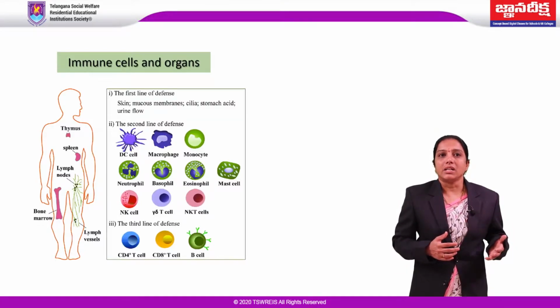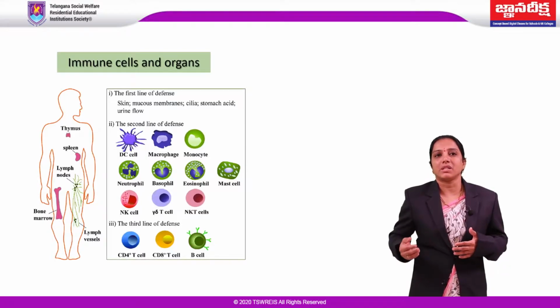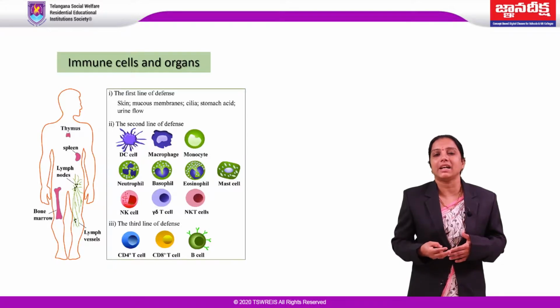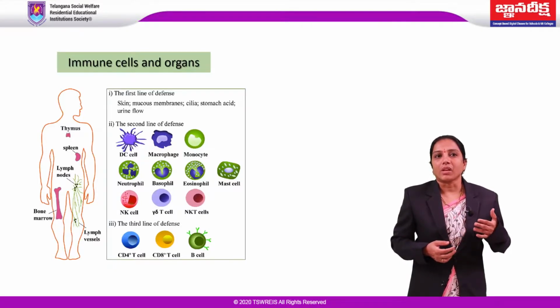And leukocytes, which act as a second line of defense, act by different mechanisms. Under this, lymphocytes are cells produced and matured in different lymphoid organs like primary and secondary lymphoid organs. They act as a third line of defense to neutralize the antigen.